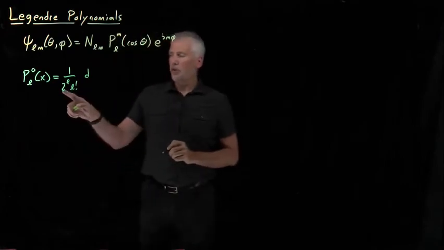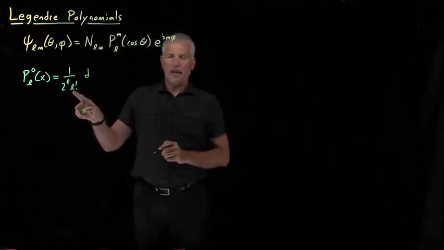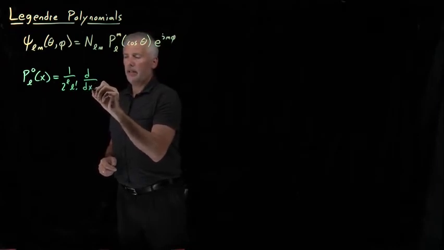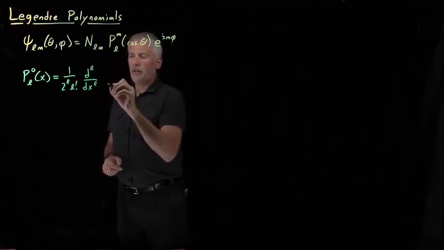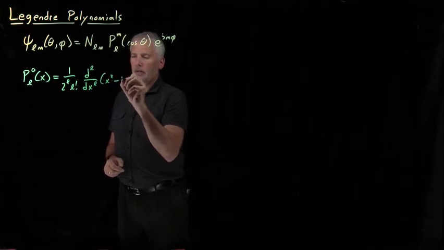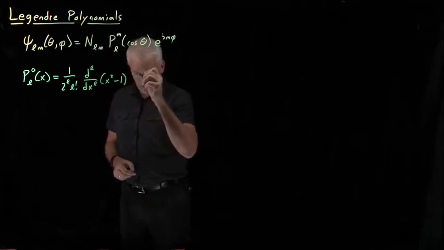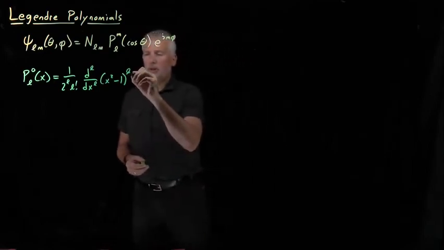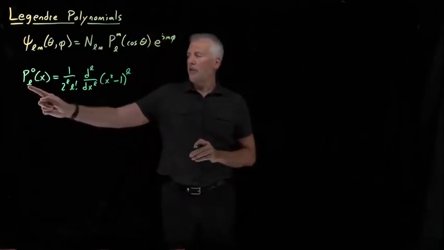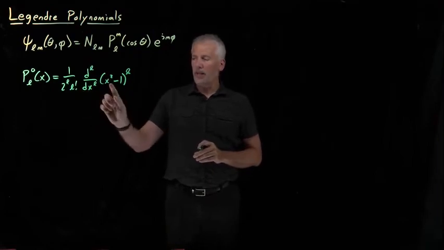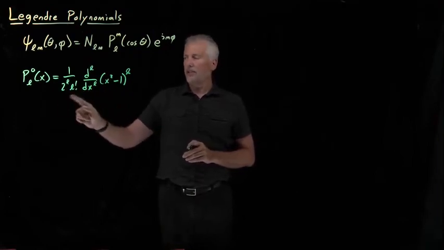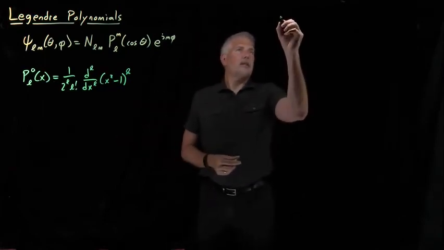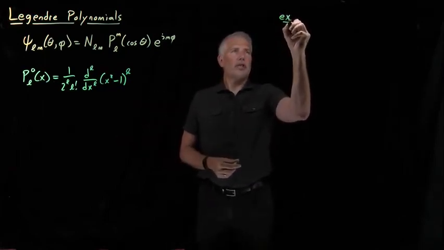So if I take 1 over 2 to the L, divide that by L factorial, and then take the Lth derivative of x squared minus 1 raised to the Lth power. So that's a pretty complicated recipe. But if I know the value of L, that's just a recipe for how to obtain some polynomial in x with those particular values of L. So that deserves an example to make sure we understand how that works.